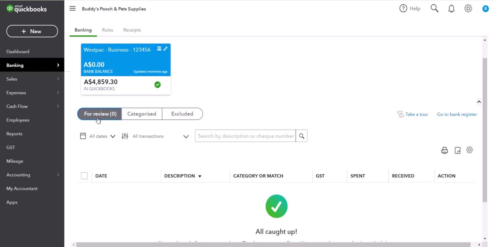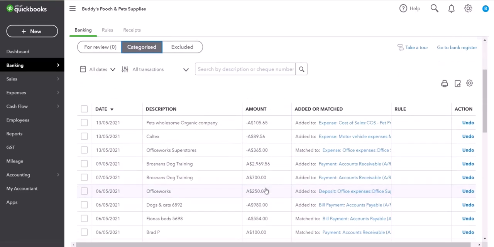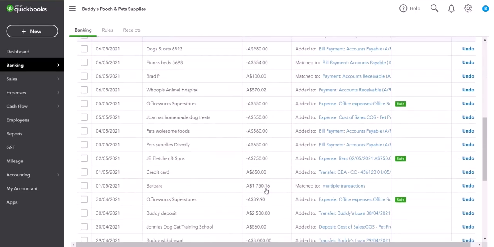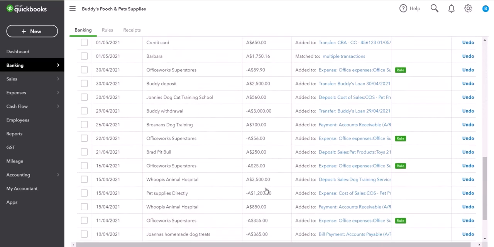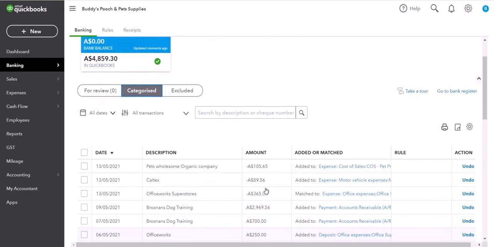Because don't forget, if you've got transactions still sitting under your review section, it is not going to affect your financials. It is not going to affect your GST until you either match or add, and then that transaction will be found in the categorized transactions. So all these transactions that we have in categorized, they have affected our financials and they are now sitting in QuickBooks.